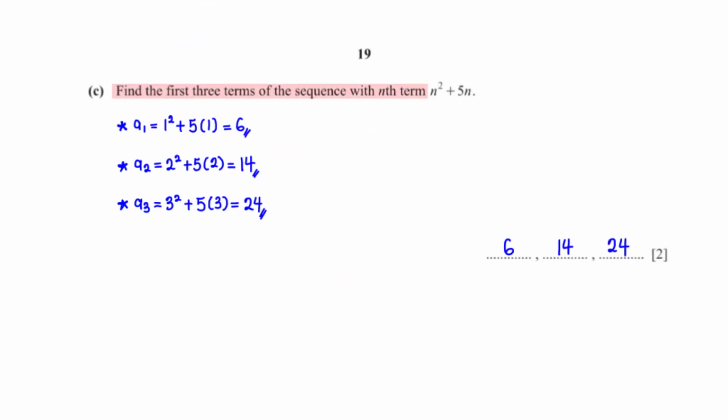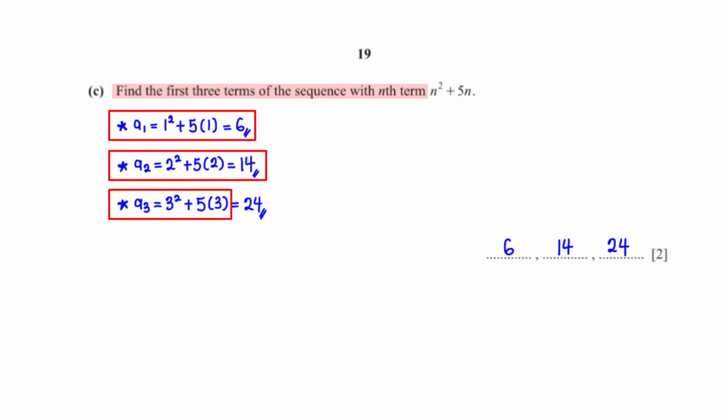Find the first 3 terms of the sequence with nth term, n squared plus 5n. To get the first term, we plug in n equals 1 into the nth term. This gives us 1 squared plus 5 times 1, which is equal to 6. For the second term, we have 2 squared plus 5 times 2, which is equal to 14. And for the third term, we have 3 squared plus 5 times 3, which is equal to 24.